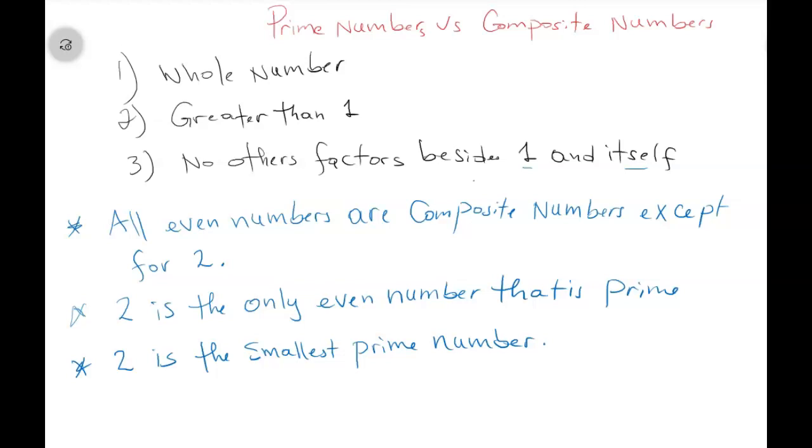Remember, three things you need to know about a prime number. It has to be a whole number, it cannot be a fraction, it cannot be a decimal number. It has to be greater than 1, and it can't have any other factor other than 1 and itself. So the only things that can divide that number are 1 and itself.